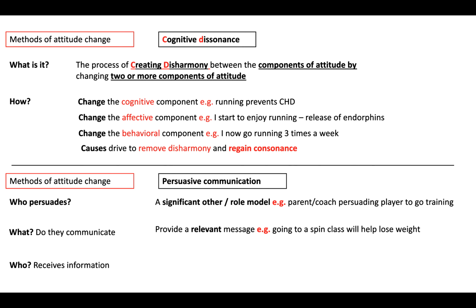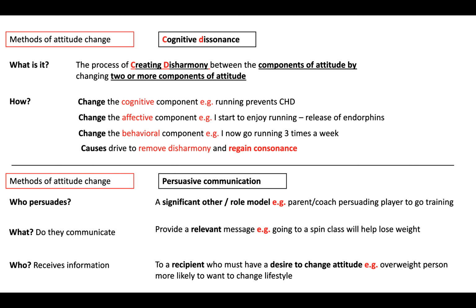So what do they actually communicate to the individual? They provide a relevant message. Okay, the message has to be relevant that they're giving, or else you're not going to be interested in it. So they provide a relevant message, e.g., going to a spin class will help lose weight. If your coach or your parent is telling you this, this is going to help change an attitude by using persuasive communication.